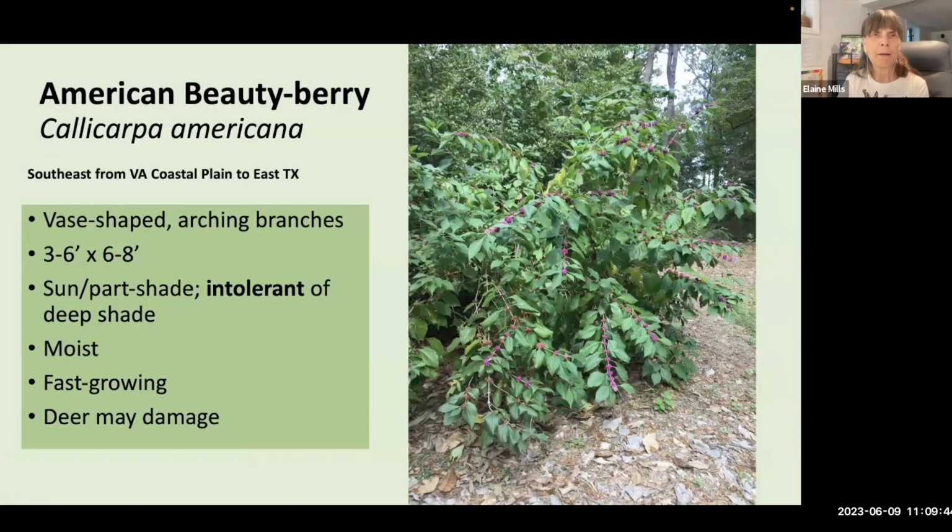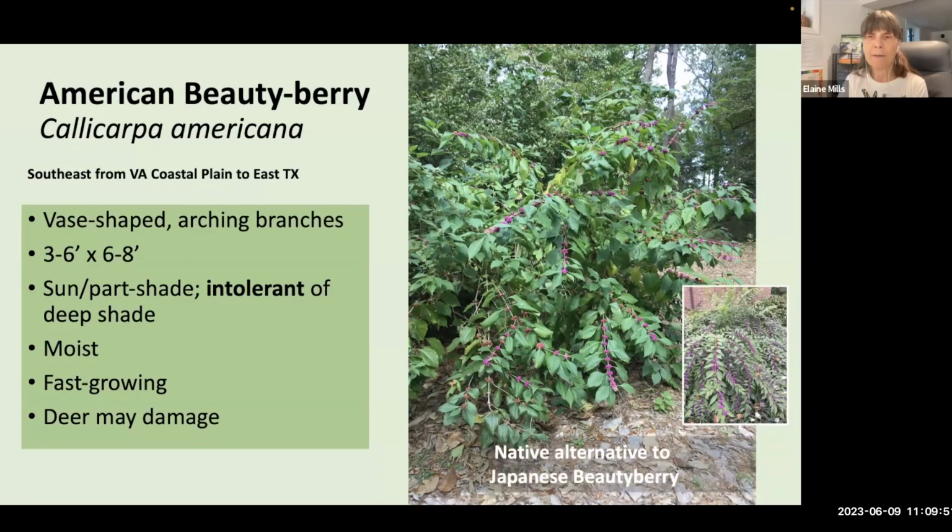American beautyberry, Callicarpa americana, is a vase-shaped plant with arching branches, a great native alternative to the Japanese beautyberry. It ranges from 3 to 6 feet in height and does best in sun to part shade. In fact, it's intolerant of deep shade. You can use it in a large container, in borders, or in open woods, as pictured here.